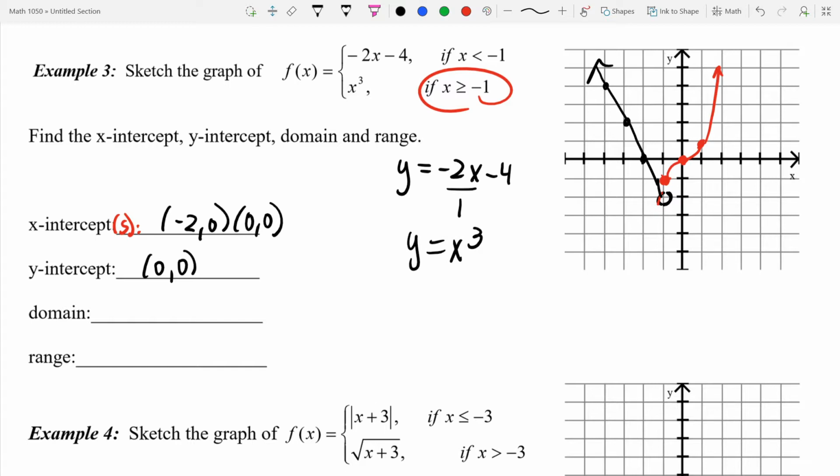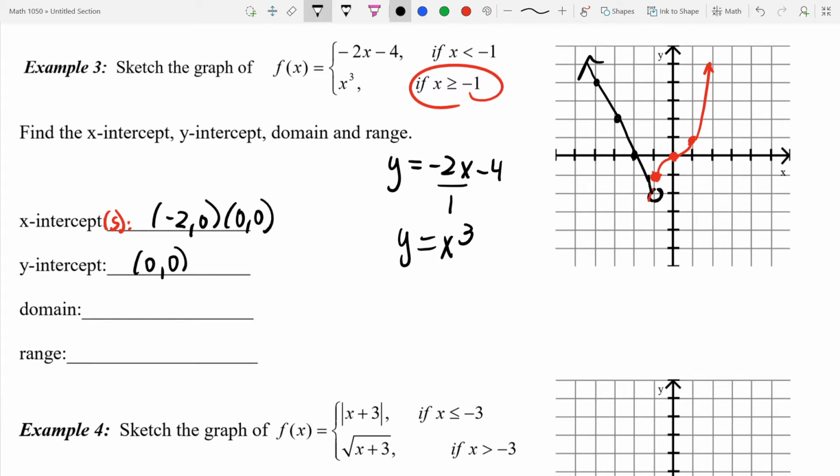Everybody tell me my domain. Everything, right? All real numbers, okay? They didn't tell me how to write it, so that's acceptable.